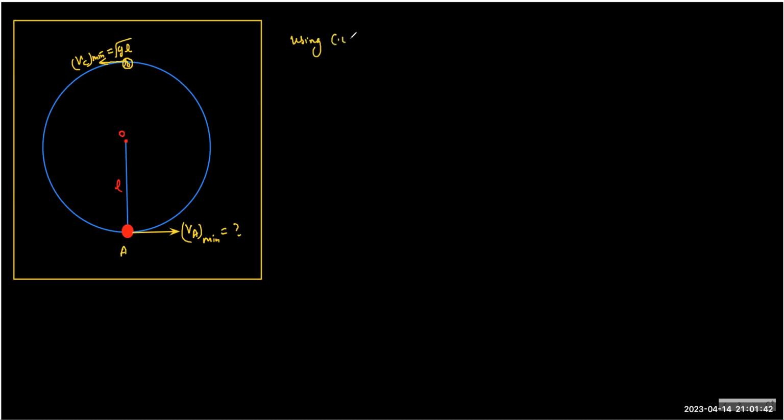So using conservation of mechanical energy, what is VA? We know that the total mechanical energy at A is equal to the total mechanical energy at C, correct? And you can choose some reference line. So let's say this is the reference, easy for you. I think you can tell me the answer.